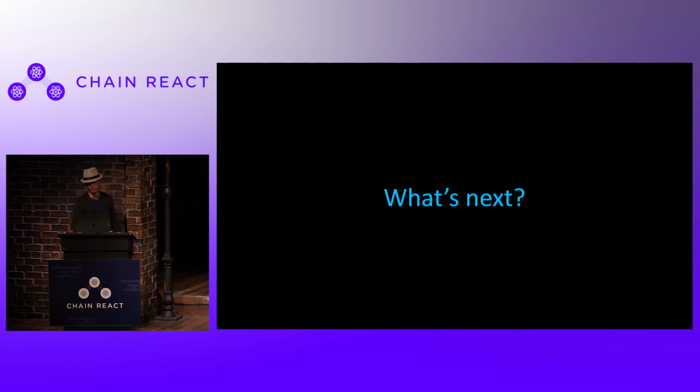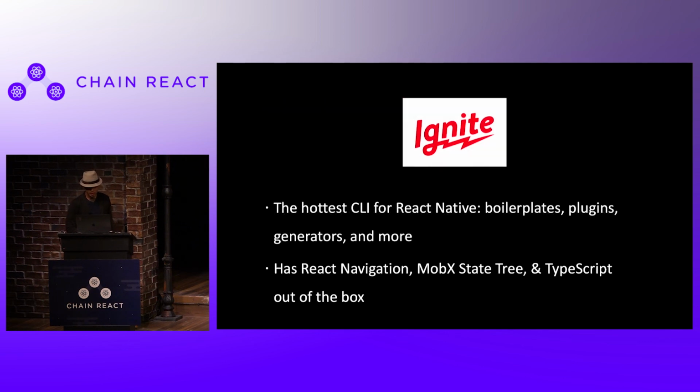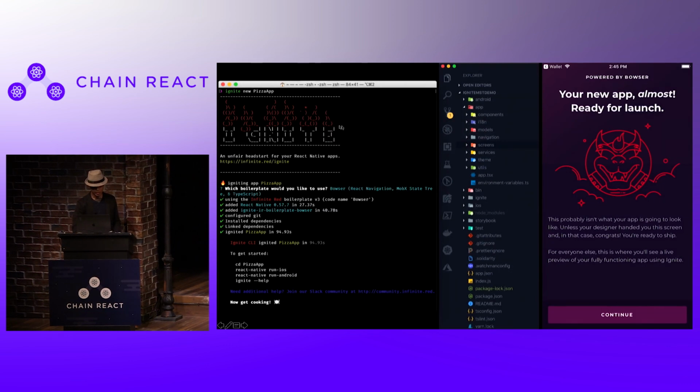So what's next? Snapshots and patches. Please check them out in the MST docs. And here, Infinite Red has this very awesome CLI tool called Ignite Bowser. It helps you scaffold the project. It has React Navigation, MobX State Tree, and TypeScript out of the box. This is the CLI, the default scaffolded project for you, and the default UI or home screen.